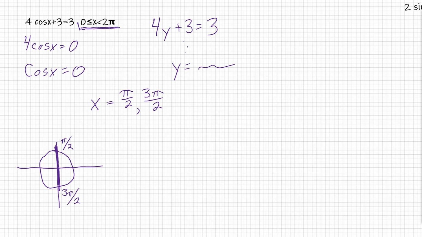And again, because we said we're only going to look at one circle's worth of answers, we're not going to have all of the plus 2n pi's. We don't have to worry about those.